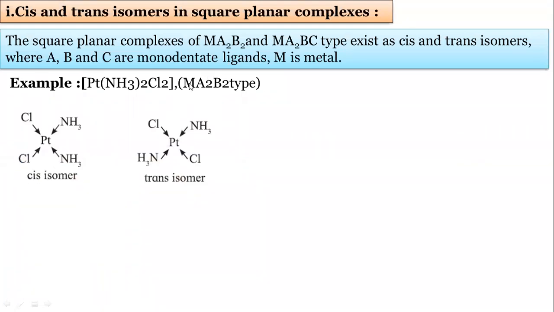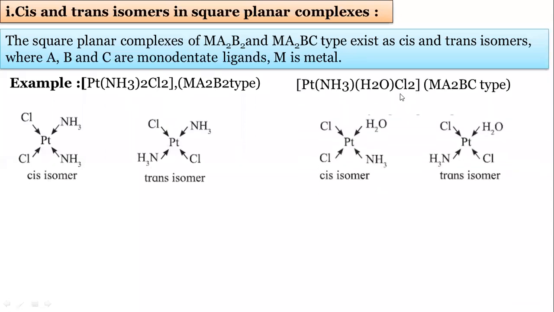This is Ma2B2 type of complex. Now we will discuss Ma2BC. See, this is Ma2BC. B is a different ligand, C is a different ligand, and A2 is the same ligand twice.